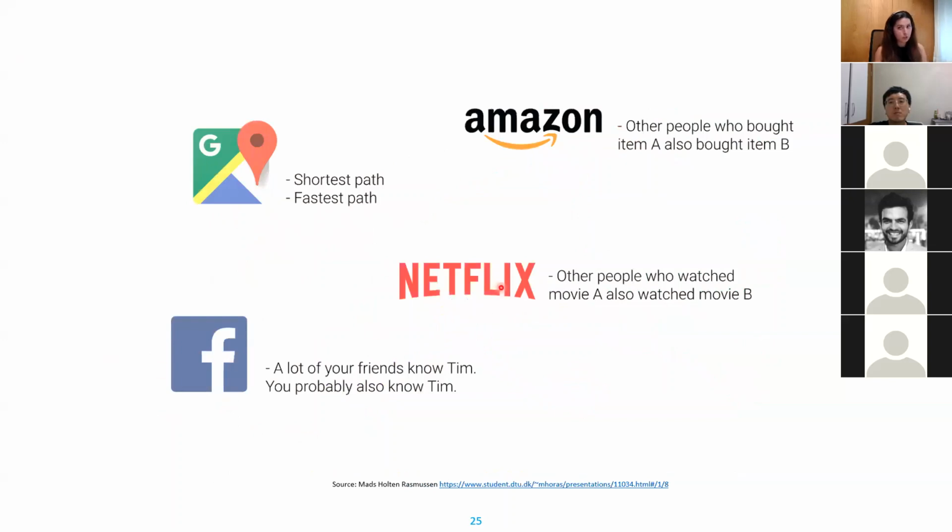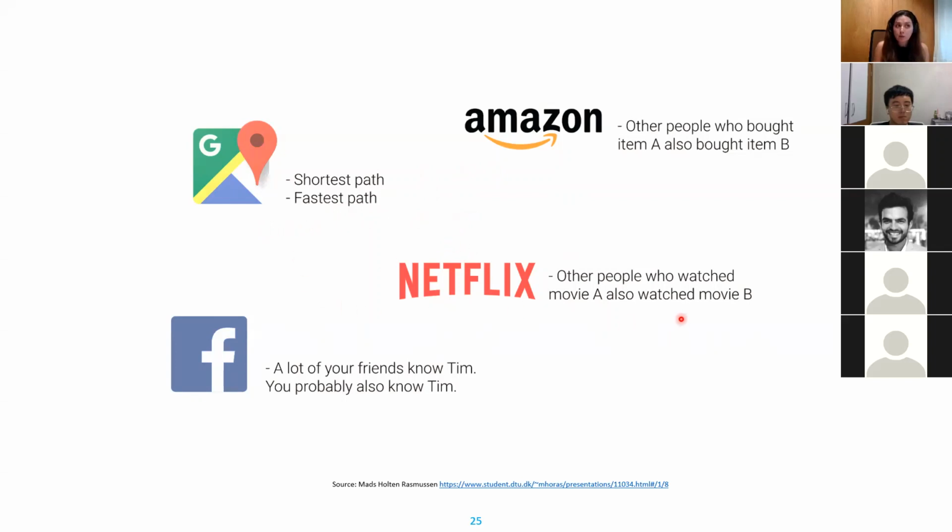And there are a lot of technologies that use the same approach. For example, Amazon. I buy some items and someone else buys some items, and then I get a recommendation which tells me, hey, one person who bought item B also bought item A. So it just assumes that I can also be interested in that item just because someone else bought the same item that I did. Then we have Google Maps that uses the shortest path or the fastest path.